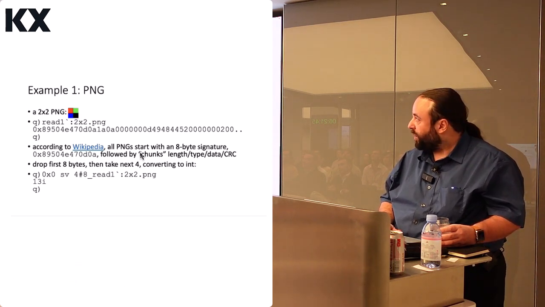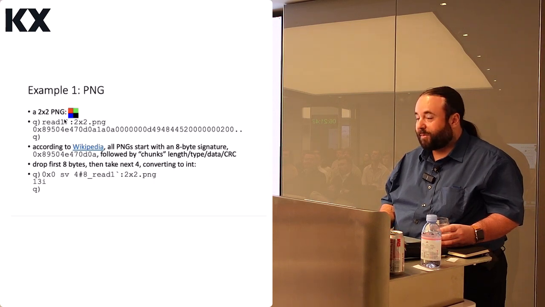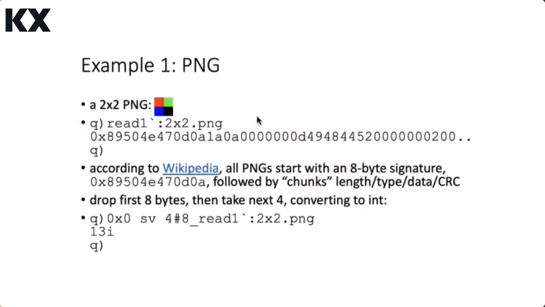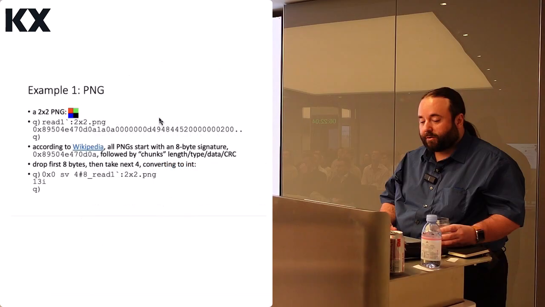For concreteness, I'm going to be working with this particular image, which I've blown up for visibility, a 2x2 pixel PNG of red, green, blue, and black. So you start with read 1 on that file, and you get this byte vector. Then you go to Wikipedia, and you look up how PNGs work. And what you find out is they start with an 8-byte file signature, followed by chunks.